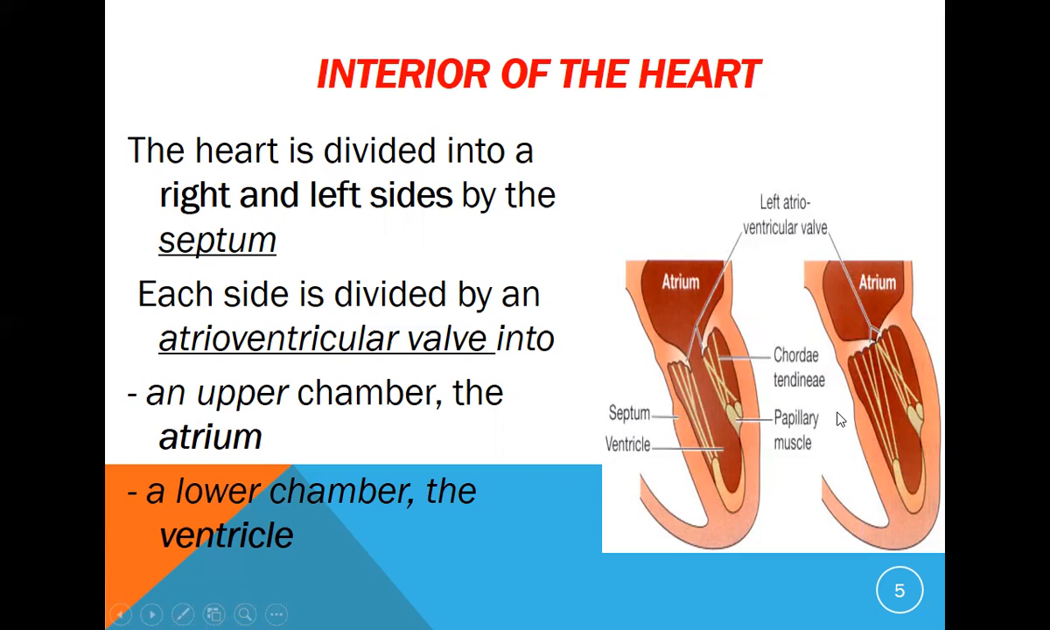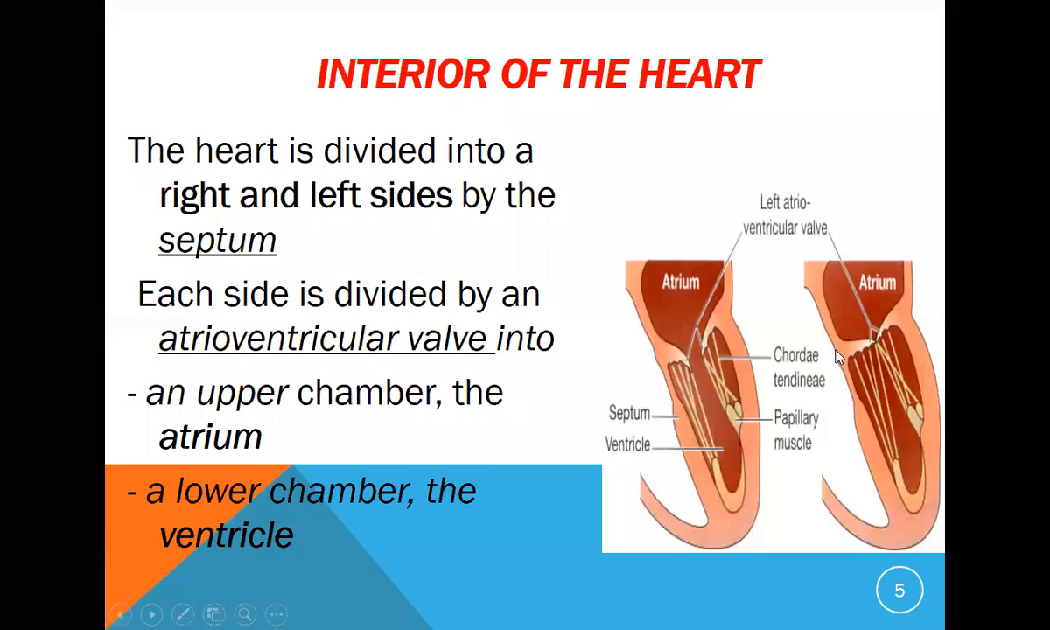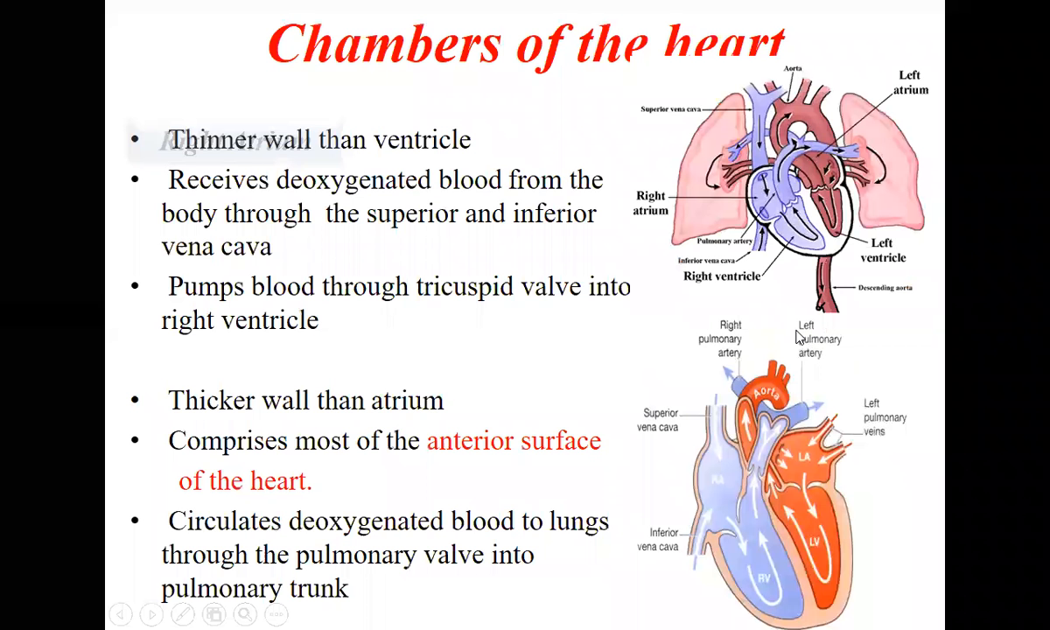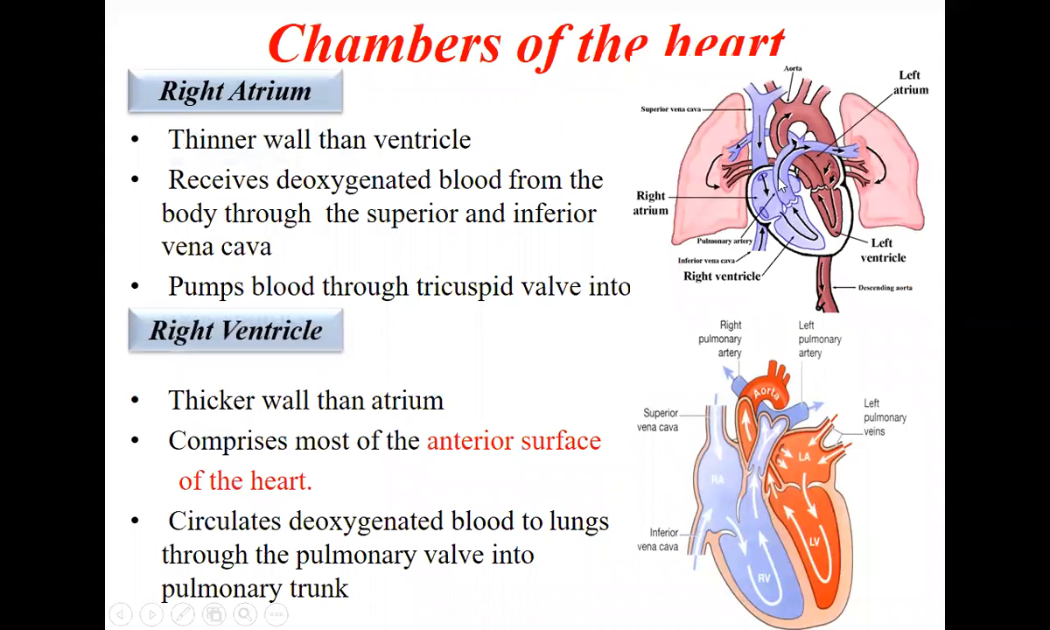So there will be four chambers. It will be divided by the septum into right and left, then the atrioventricular valve will divide it into upper and lower chambers each. So there is right atrium, right ventricle, left atrium, left ventricle. These are the four chambers of the heart. Here you can see, this is the right atrium, this is the right ventricle, this is the left atrium and the left ventricle. This is the septum in between.